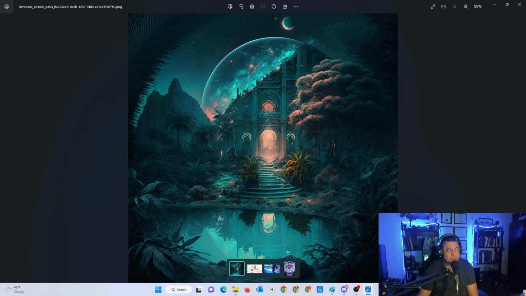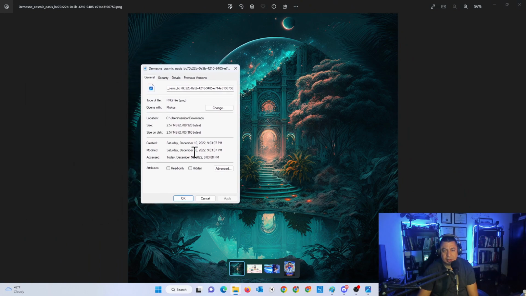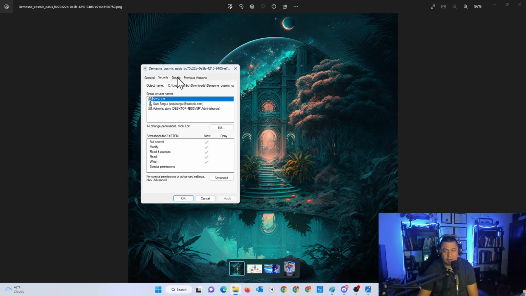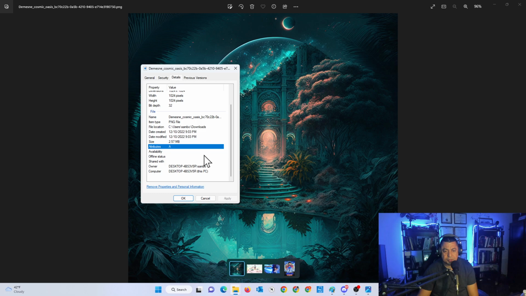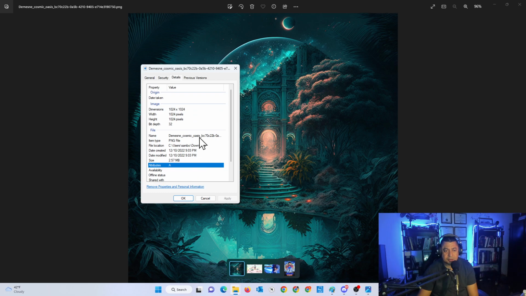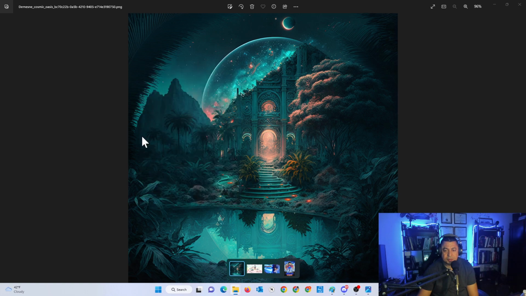It's 2.6 megabytes. The properties, so 2.57. So say 1,000 pixels by 1,000 pixels. Not bad. It's not big, but it's enough. So 1024 by 1024. It's enough. So this is not a bad image.